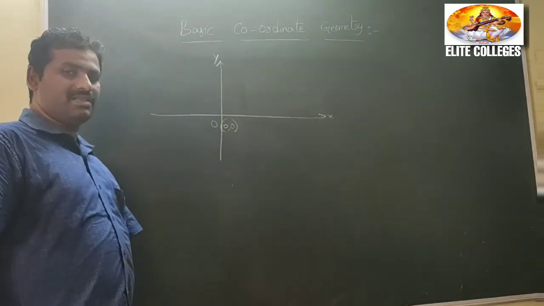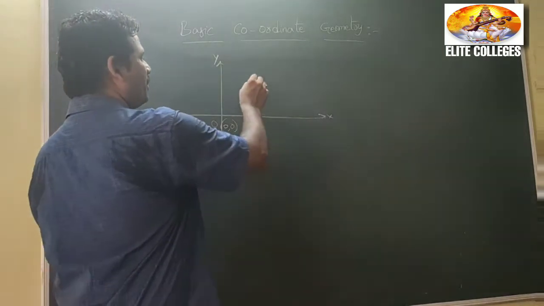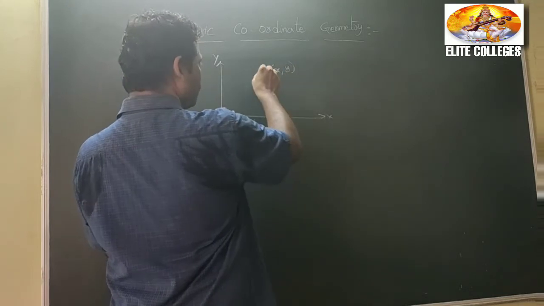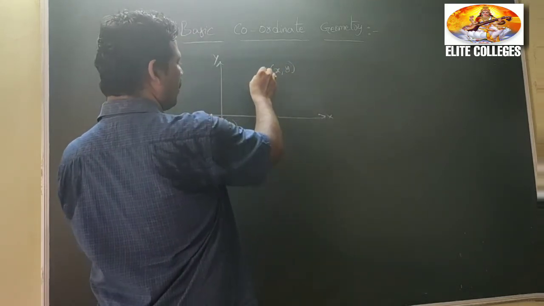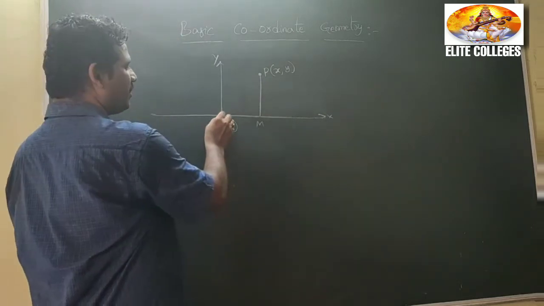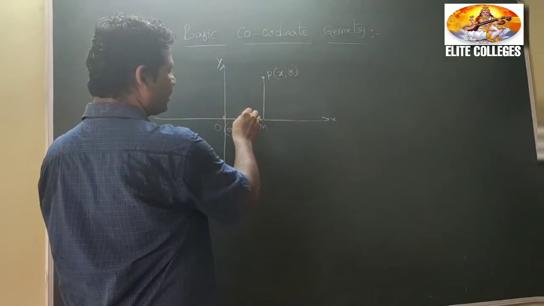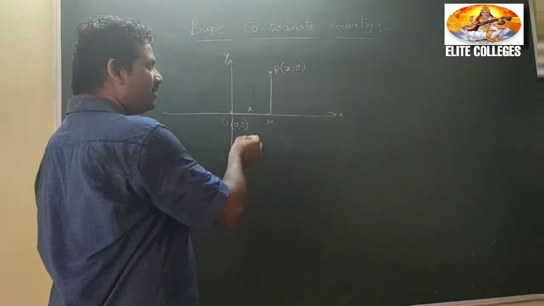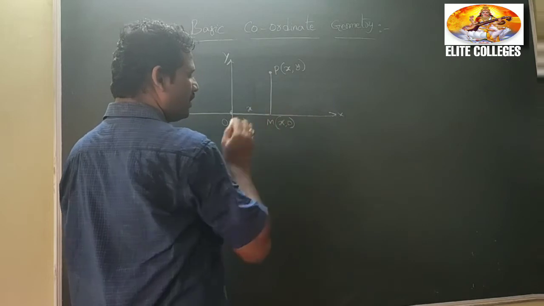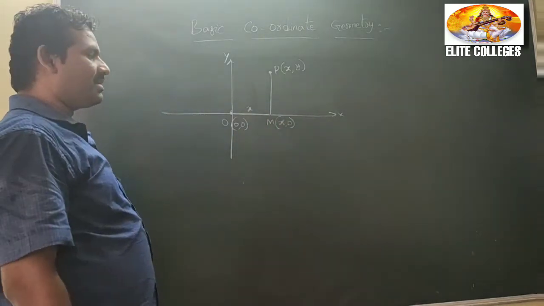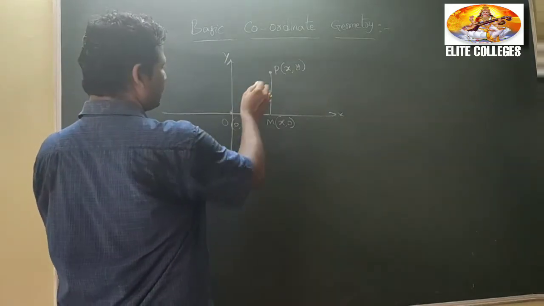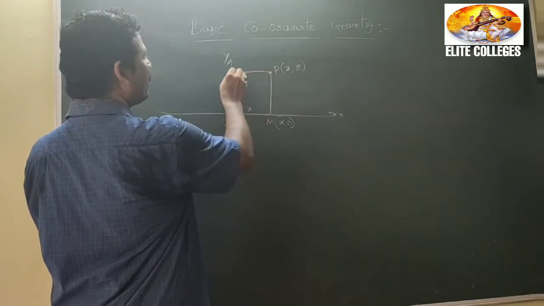Right. Next. The point P of x comma y is any point in the plane. This is the perpendicular from the point P on the x-axis. This is the point M, and the distance from the origin to it is x. Then what is this point on the x-axis? X comma 0. The point on the x-axis is x comma 0. This is the projection on the y-axis.